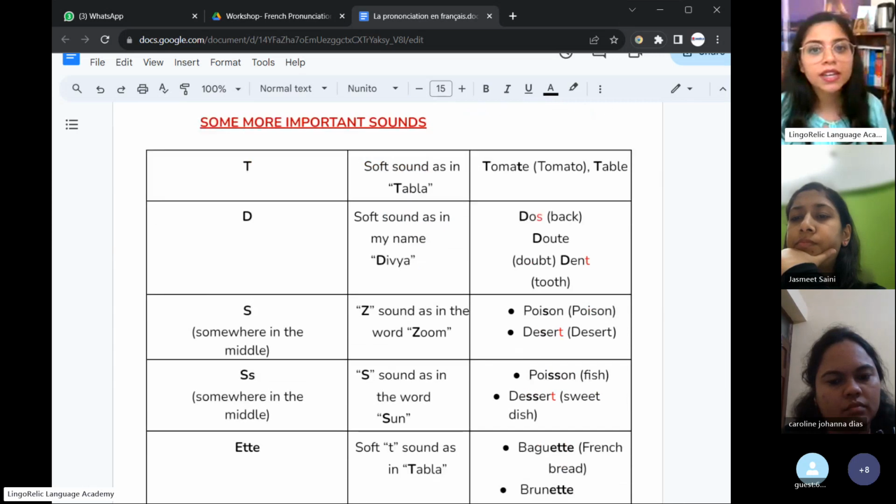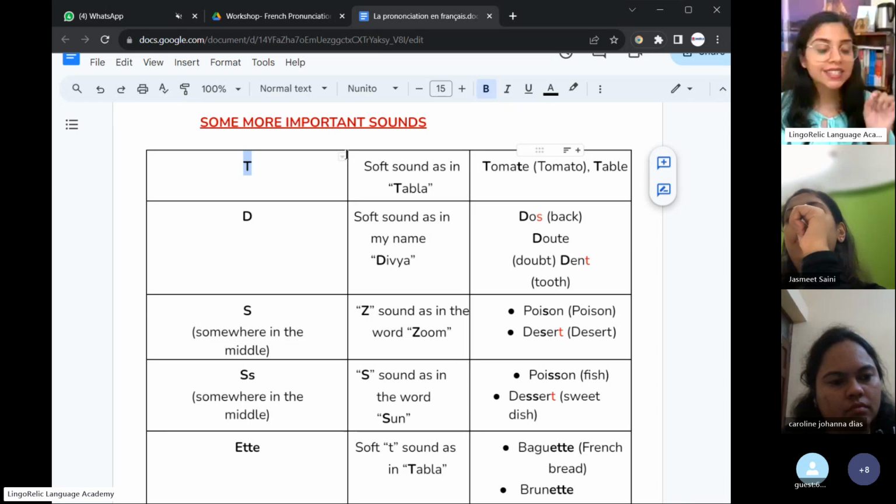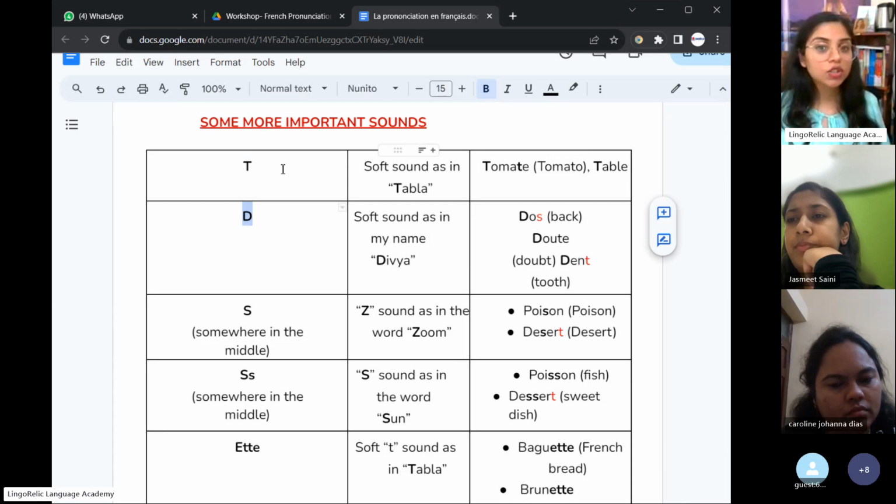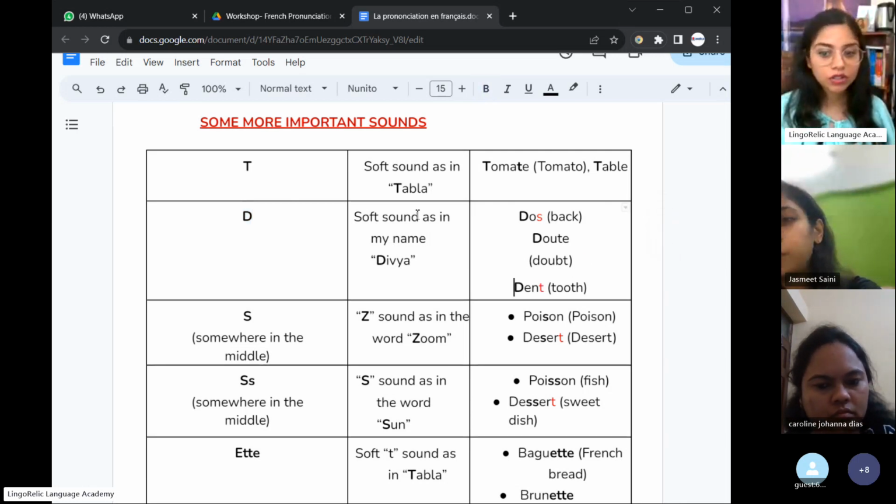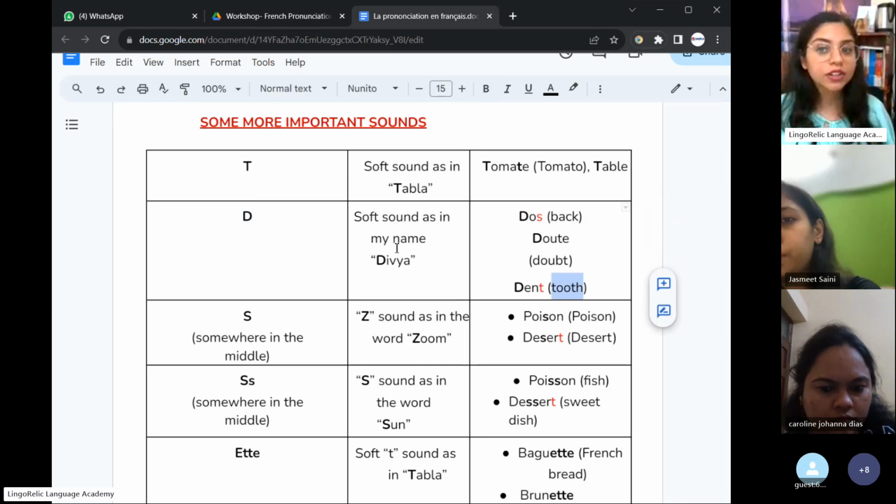Then you have the T sound, which is always a soft T, as in tabla. It is never like the T in tomato in English. It is always tomat, the T sound. Table, soft sound, as in my name, Divya. It's not D as in drum. So, doute, that is doubt. The, as in the word tooth.